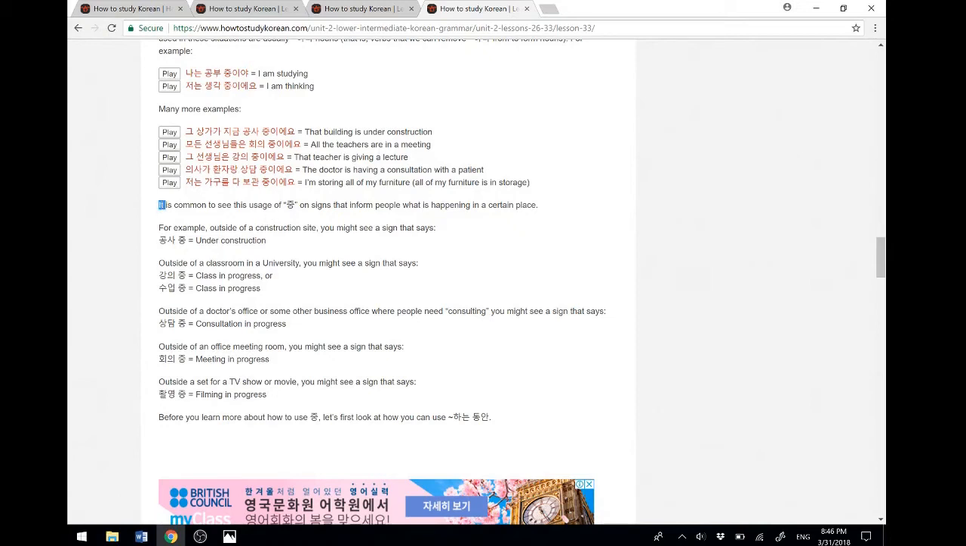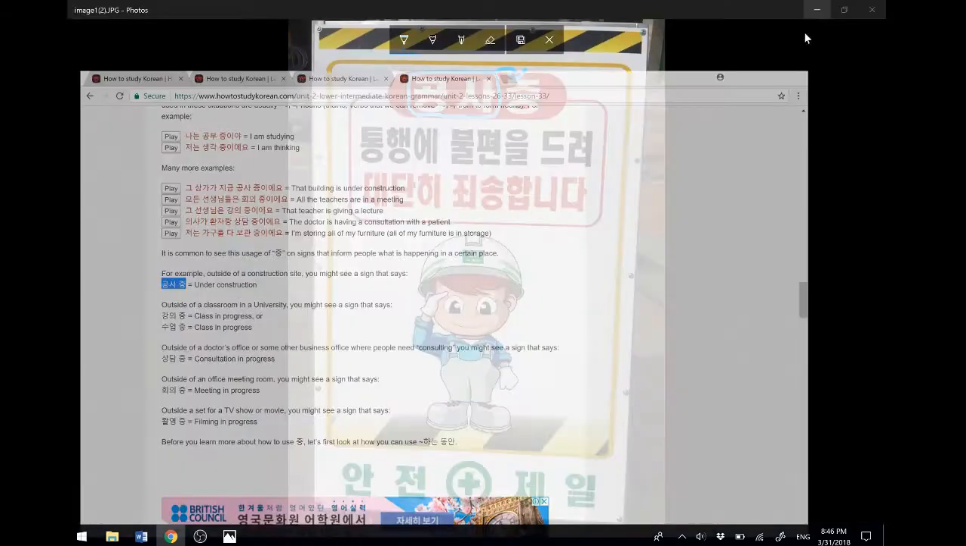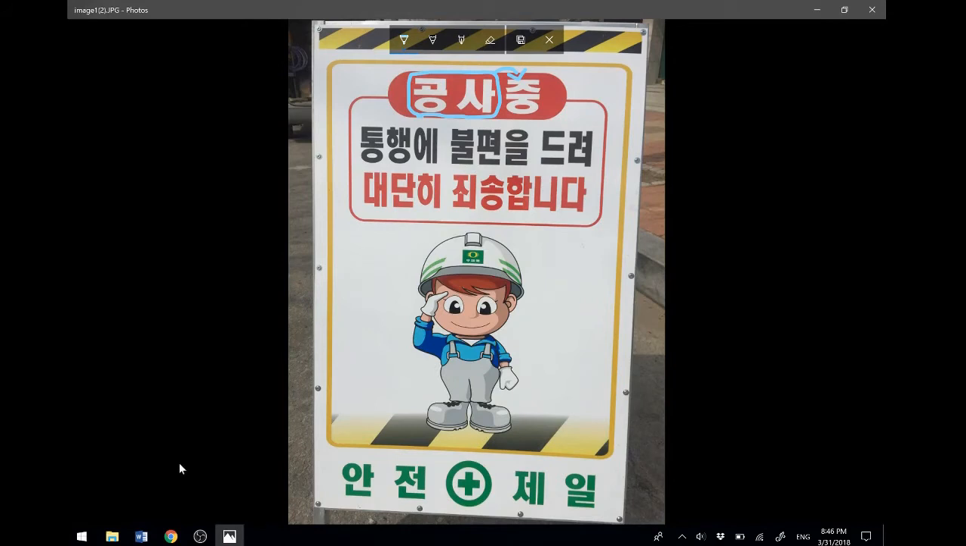And you can even see, it's common to see this usage of jung on signs. The first example that I give is, guess what? It says gongsa jung, and it says under construction. It's crazy because 2 years ago when I wrote that lesson, I didn't expect to be making a video about this, but here I am in 2018. So anyways, I find it interesting that there actually should be a space here. Gongsa jung is not one word, and there should be a space to indicate that, but anyways, there's not.